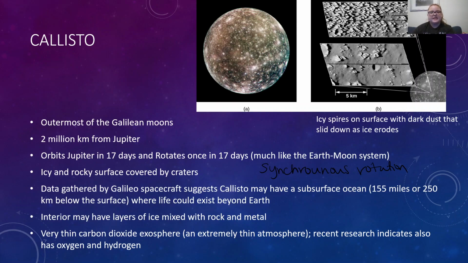You can see that here in this image. Okay, so you can hopefully see these white speckles on the surface, and this is actually some icy spires on the surface with dust that's sliding down due to the ice eroding away. So you can see it in this image as well on the right hand side. You can see these, they look like little spikes.